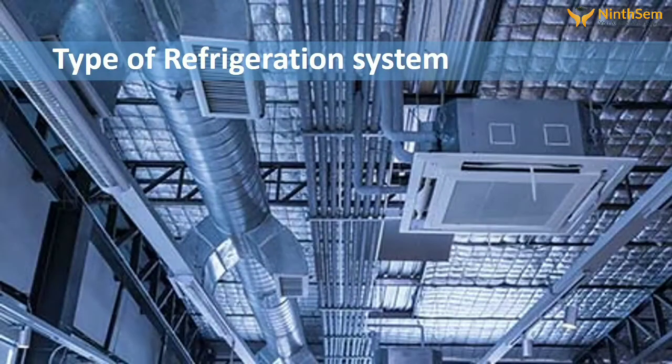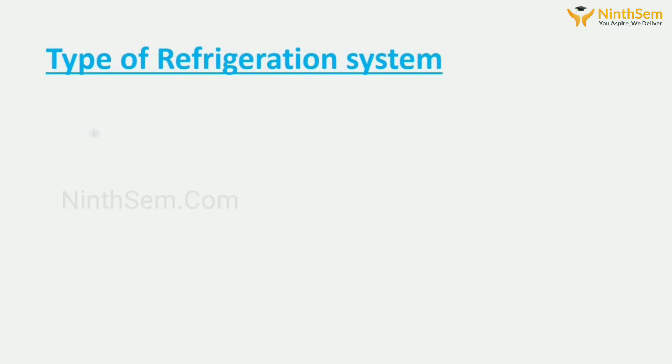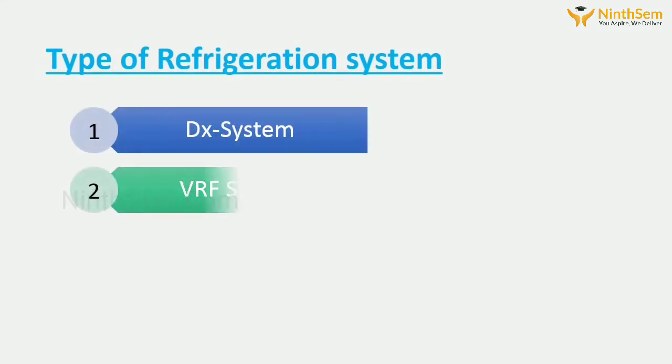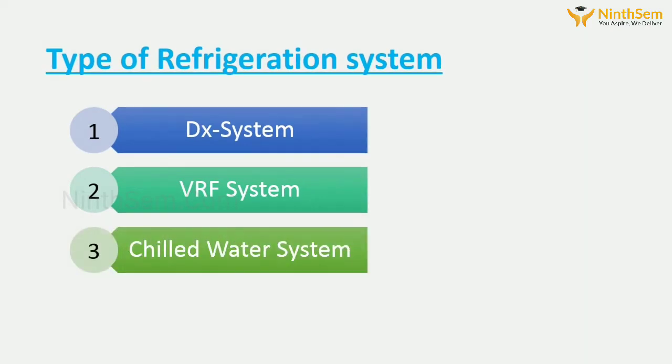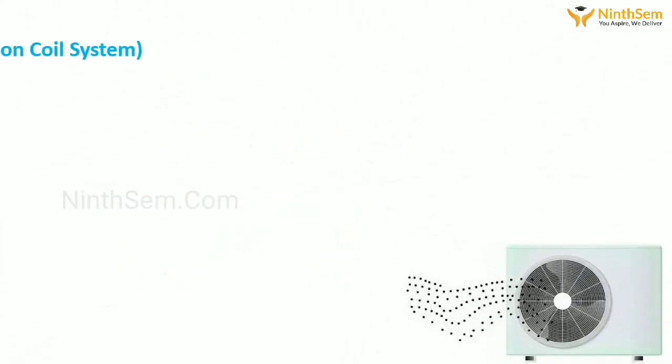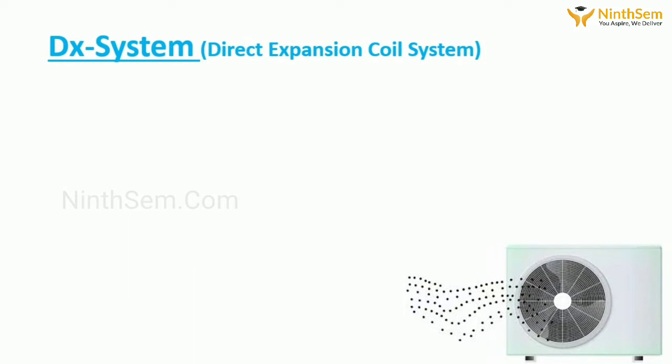Today I will discuss types of refrigeration systems. Basically, three types of refrigeration system are available in the HVAC industry. First, DX system. Second, VRF system. Third, chilled water system. Now, the DX system, that is the direct expansion coil system.